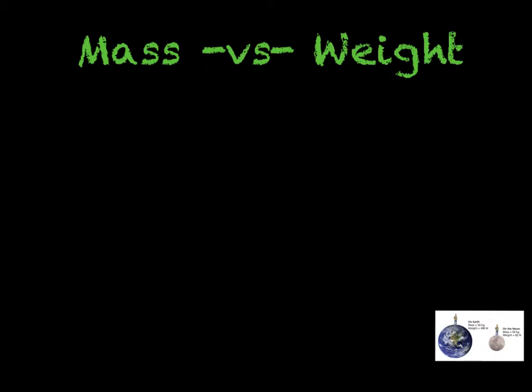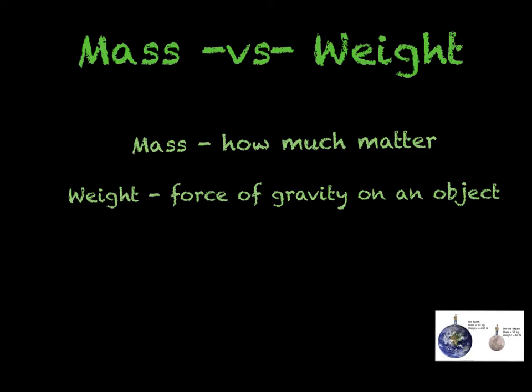Let's talk about how mass and weight are two different things. Mass is a measure of how much matter an object contains. Mass is a property that an object has no matter where it is located. Weight, however, is the force of gravity on an object. Depending on the force of gravity acting on that object, its weight will vary.